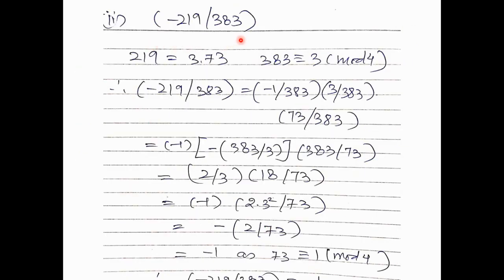Next, minus 219 upon 383. So 219 is equal to 3 into 73, and 383 is congruent to 3 modulo 4.